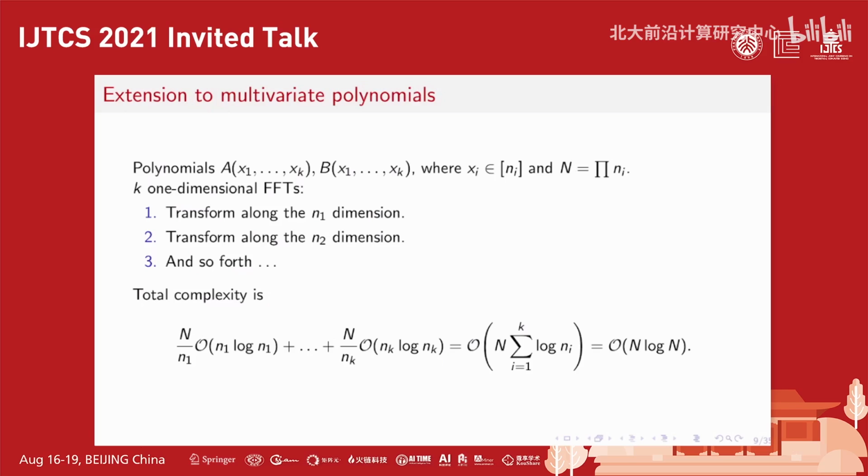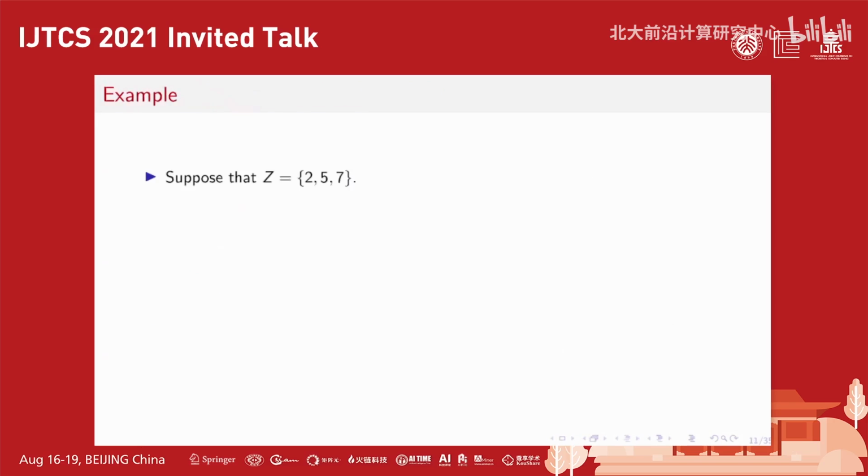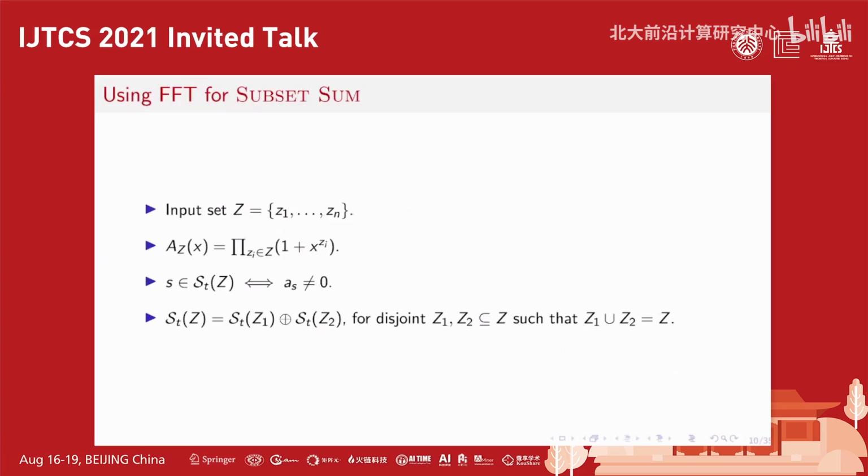Now, the most important property of FFT in this talk is the ability to extend this operation to polynomials of multiple variables. Hence, if we have two polynomials a and b of variables x1 to xk, where xi is bounded by ni, we can perform k one-dimensional FFTs, and the total complexity of all these operations is O(N log N), where N is the product of the ni's. FFT and subset sum are closely connected.